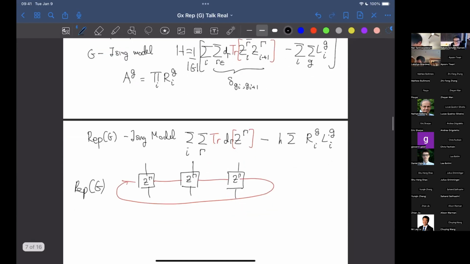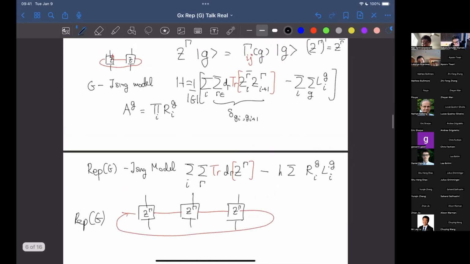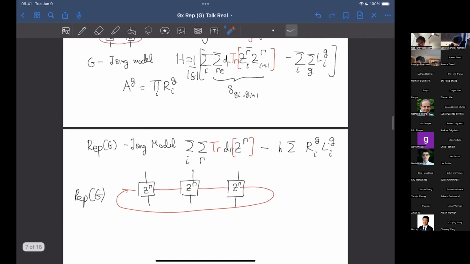Excuse me, in the G Ising model, is the G action on the states by left action or right action? By right action. In this convention, I'm choosing it to be right action. Ah, I see. Okay. It could be left, but it doesn't really matter. You can just conjugate every site to get it back to left action. But it depends on the basis you chose for the Hamiltonian. Here I'm choosing right action.